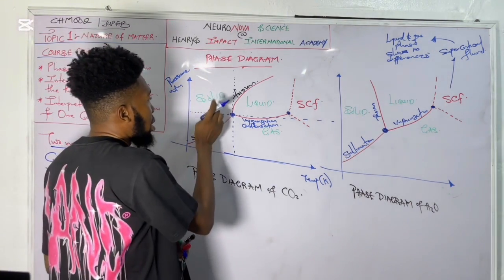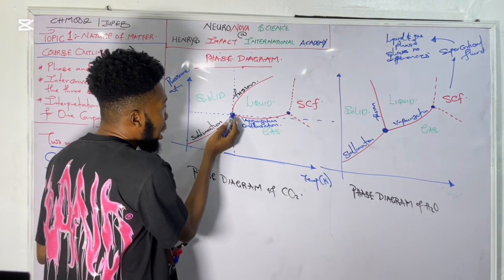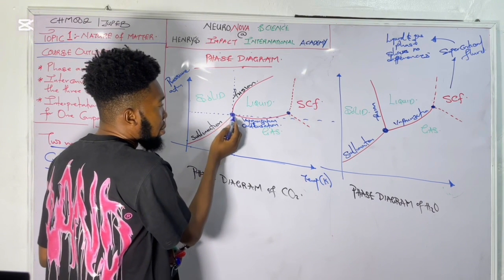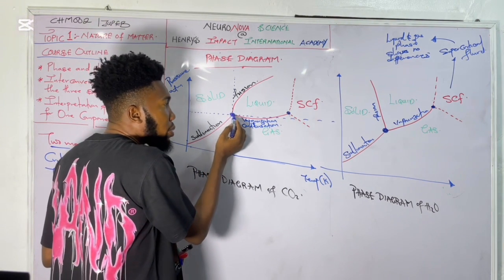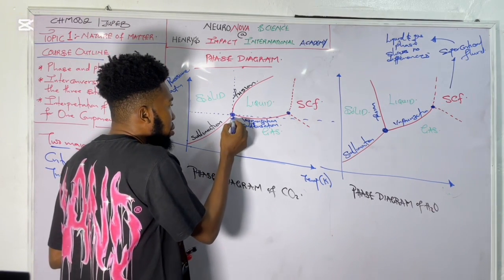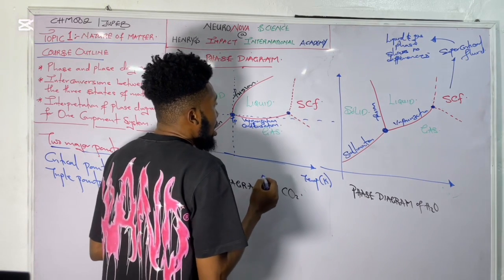Now look at something. These are three states of matter: solid, liquid, and gas. You agree that this is where the three states of matter coexist. They coexist here at equilibrium, and that's your triple point. So we'll call this place triple point. And this place here is your critical point.